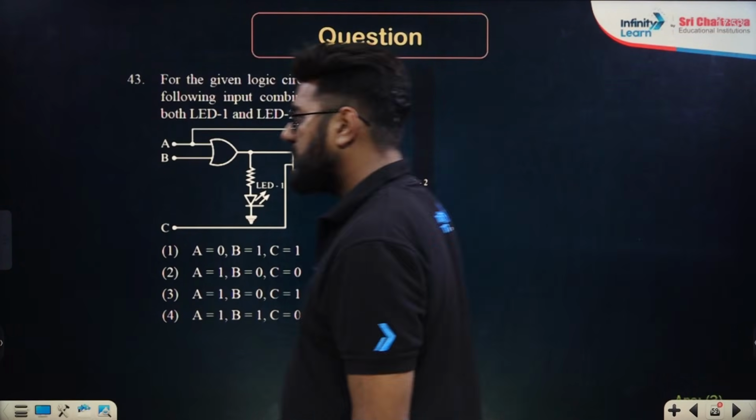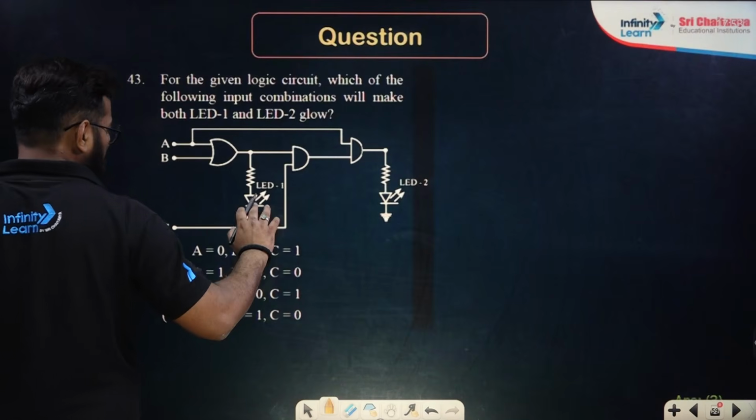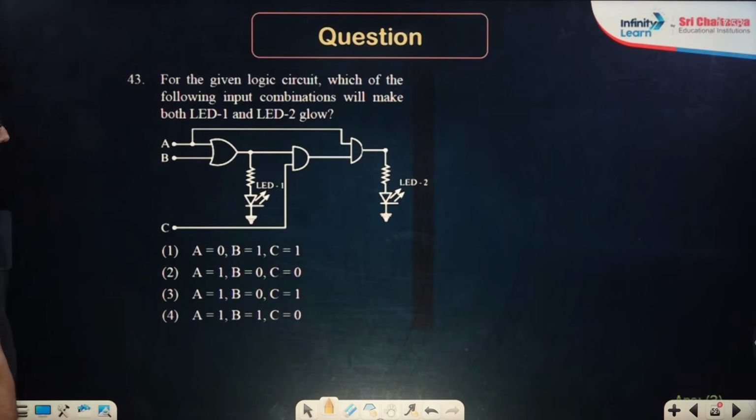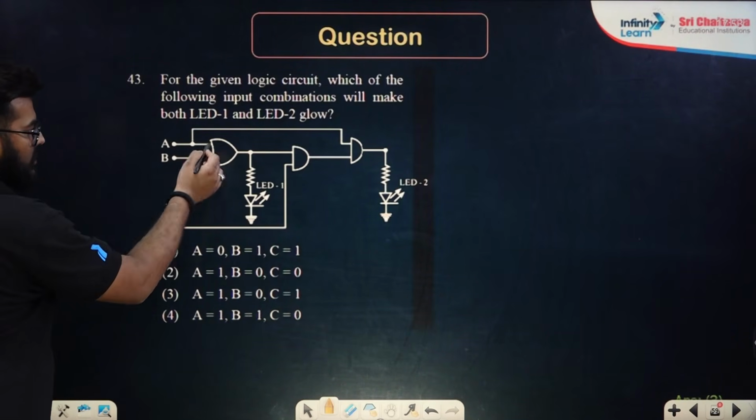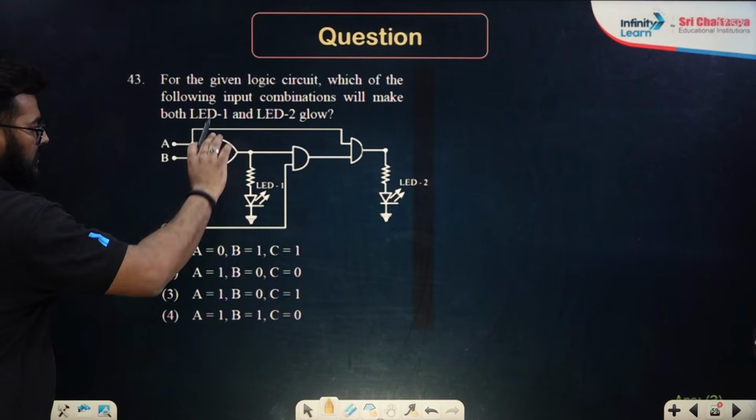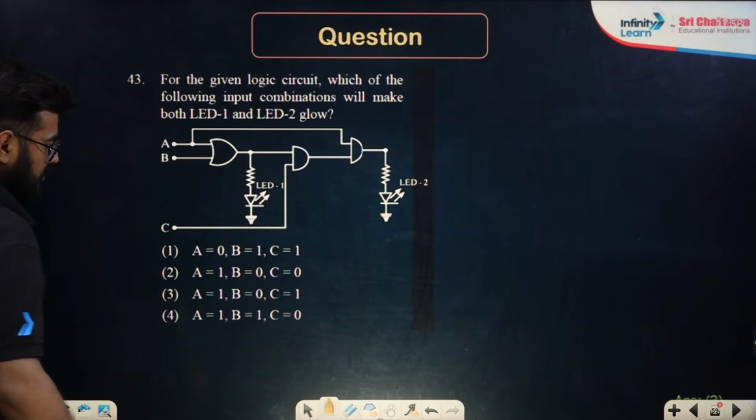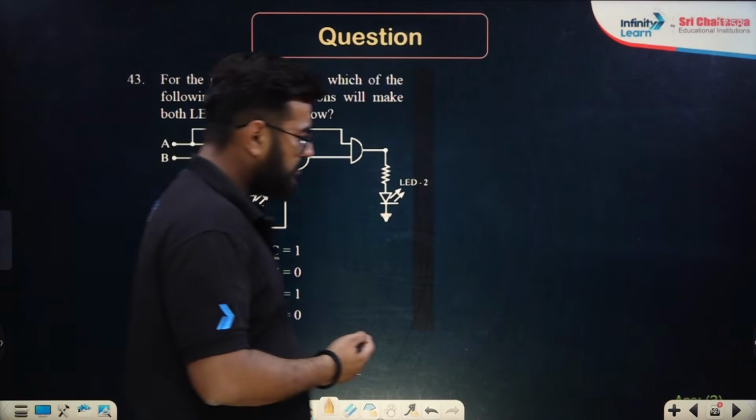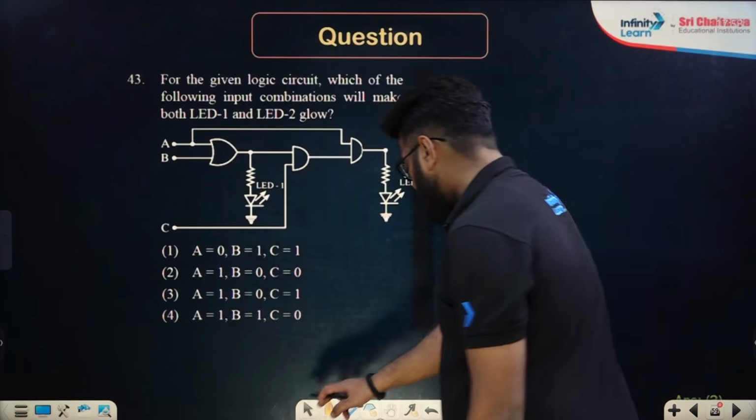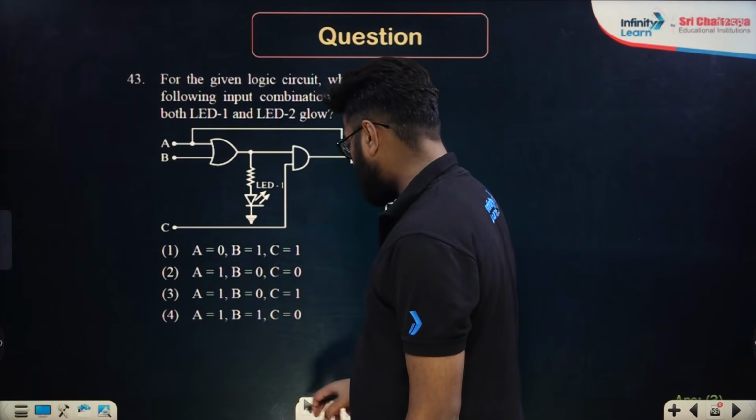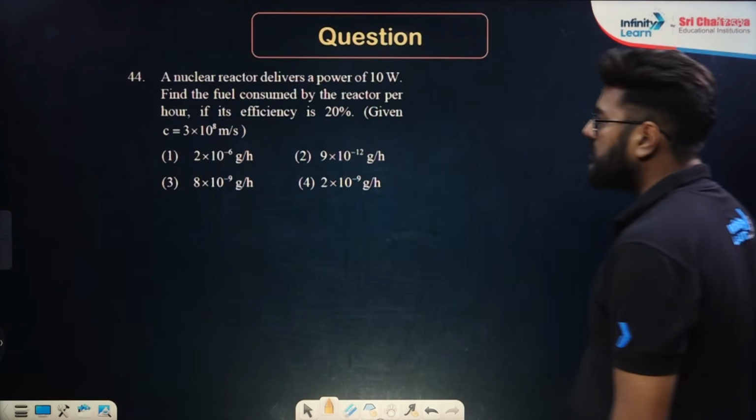See, 0 means the LED will not glow, 1 means the LED will glow. Moreover, 0 over here means no current is going, 1 over here means the current is going. Okay, so based on this also, I think here also option number 3 is the right answer, if I'm not wrong. Just solving it, yes, option number 3 is the right answer in this case.